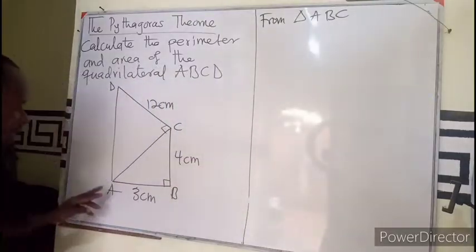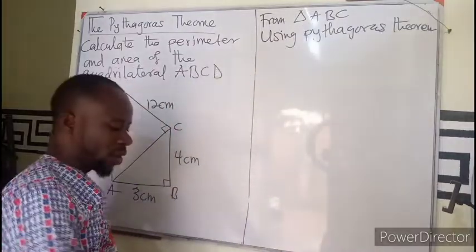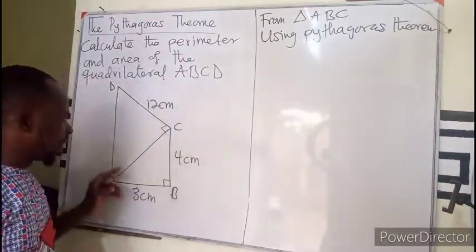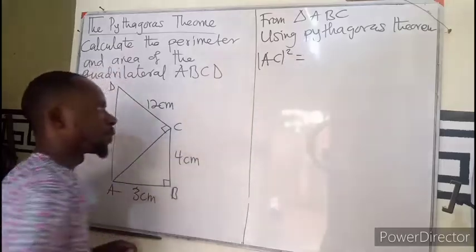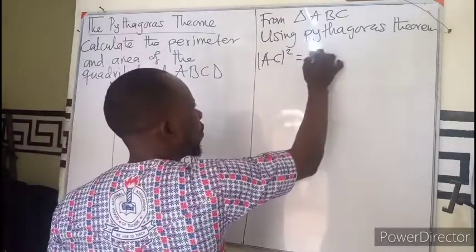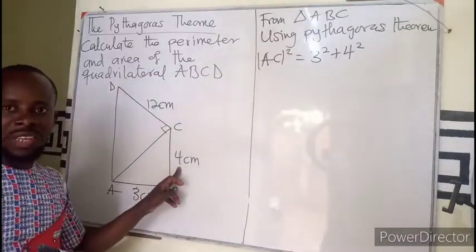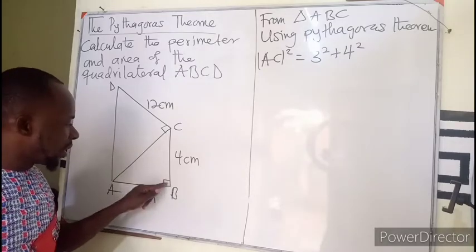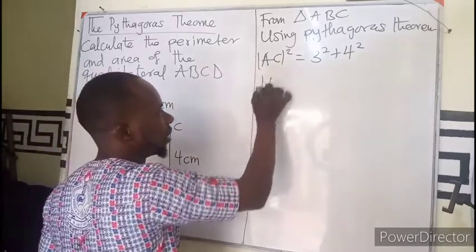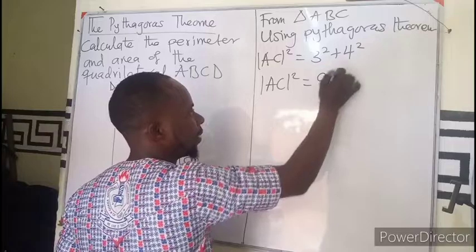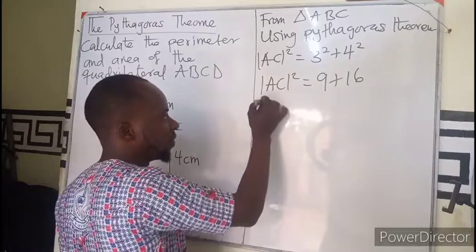From the triangle ABC, using Pythagoras theorem, I am going to say that the longer side, which is what? The length AC squared is equal to the sum of the squares of the shorter sides. You see, this and this are the shorter sides. Don't forget that the right angle is always facing the hypotenuse, meaning the longer side. So this is going to be AC squared equals 9 plus what? 16. And I believe this sums up to give us 25.